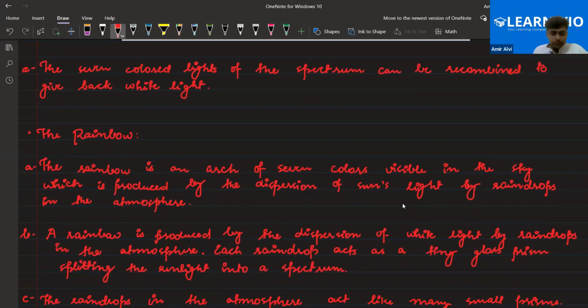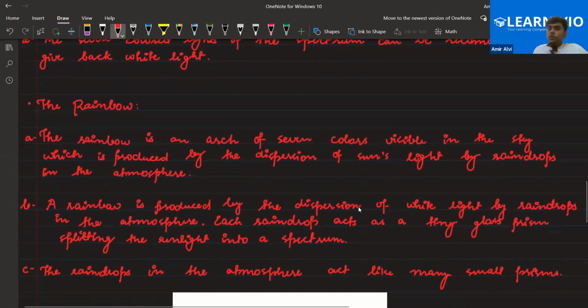Okay. Next is, a rainbow is produced by the dispersion of white light by raindrops in the atmosphere. Each raindrop acts as a tiny glass prism, splitting the sunlight into a spectrum. So that's how millions of billions of raindrops are there in the atmosphere after the rain or around the waterfall. They act as tiny glass prisms. So that's how the huge rainbow is formed.